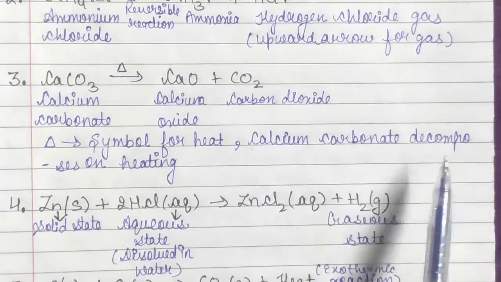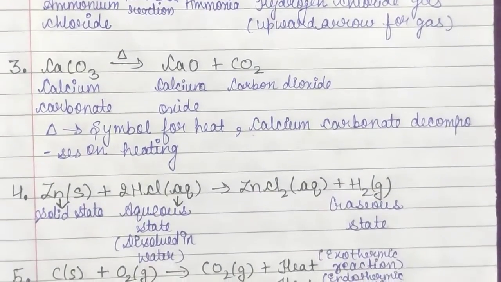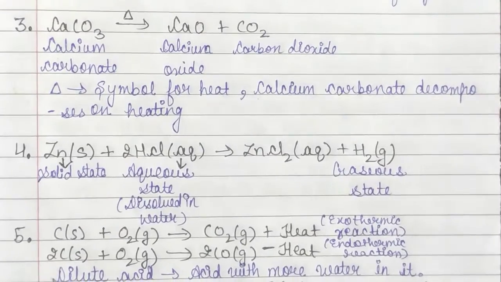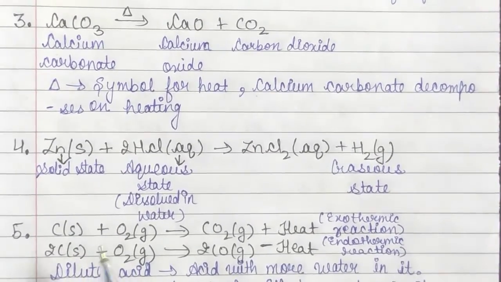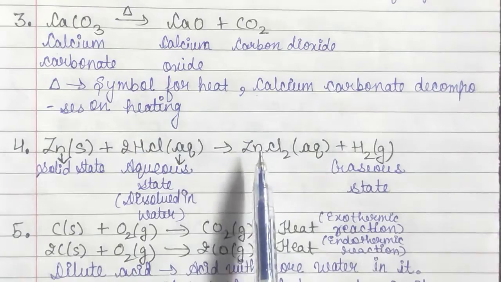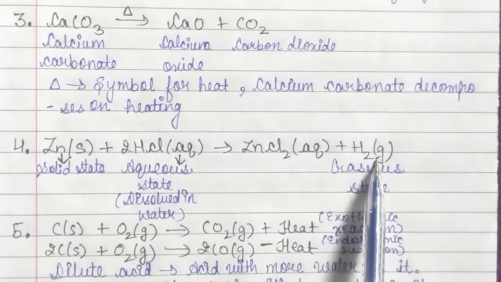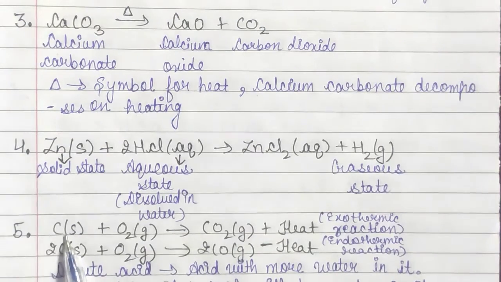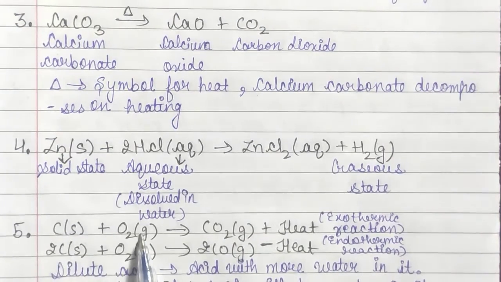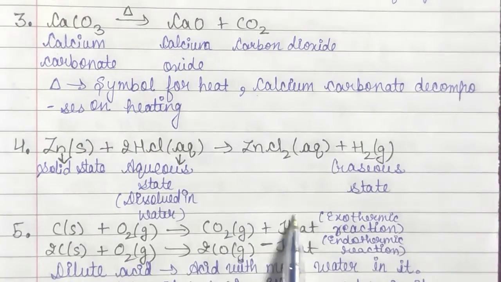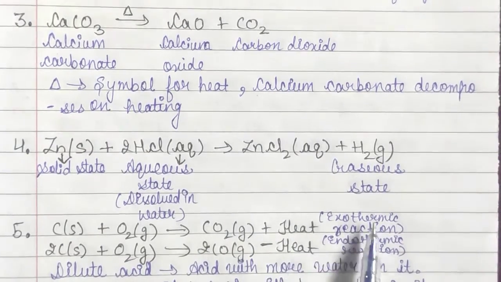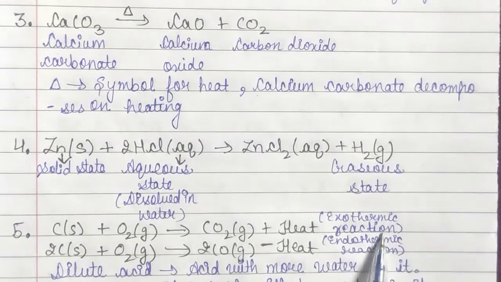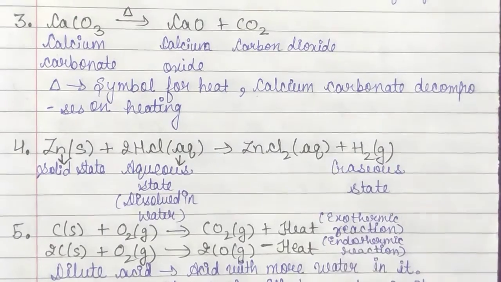So calcium carbonate decomposes on heating. Decomposes means breaks down. Now move on to the fourth equation: on reacting zinc with aqueous hydrochloric acid, it gives ZnCl2 plus H2 gas. Similarly, the fifth equation: on reacting solid carbon with oxygen gas, it gives CO2 and releases heat, and this process is known as an exothermic reaction. Students, the process in which heat energy is released is known as an exothermic reaction.